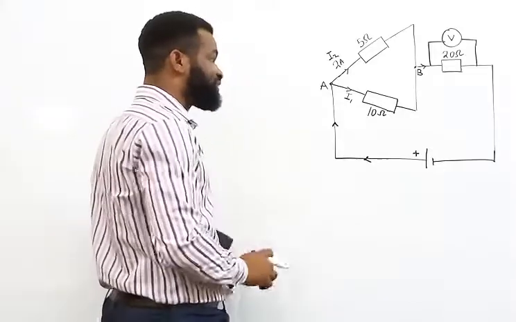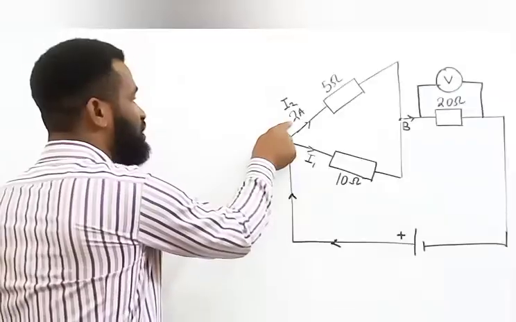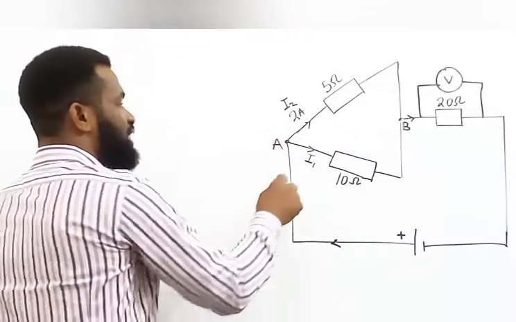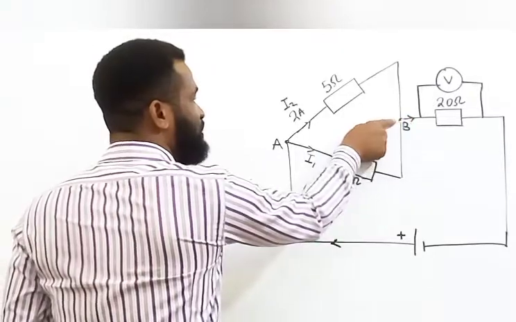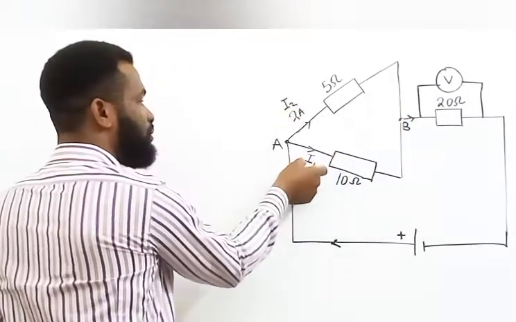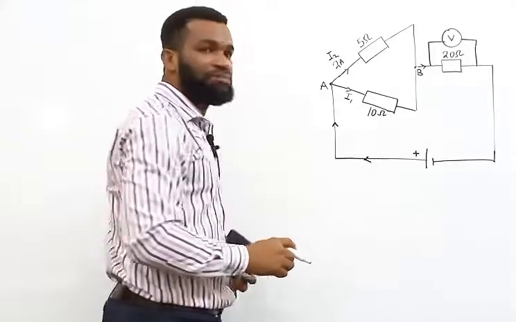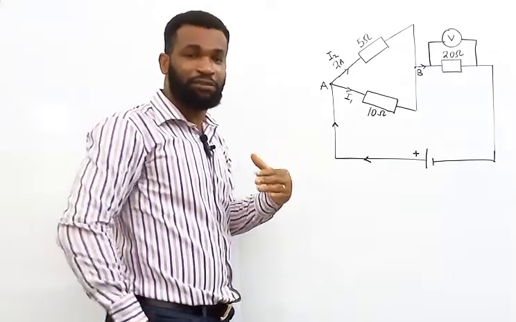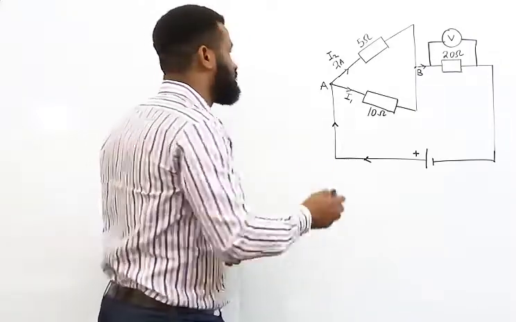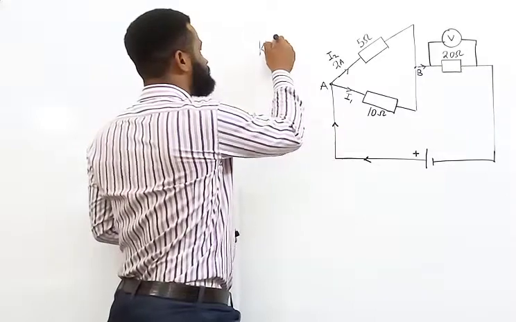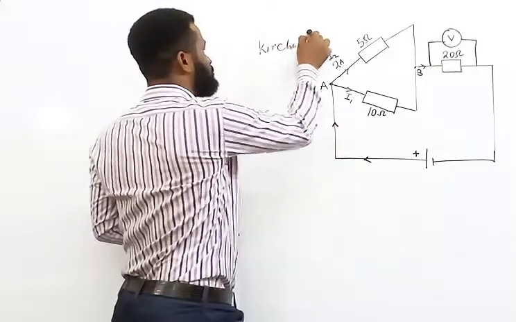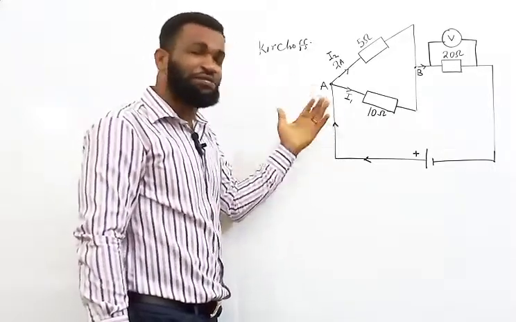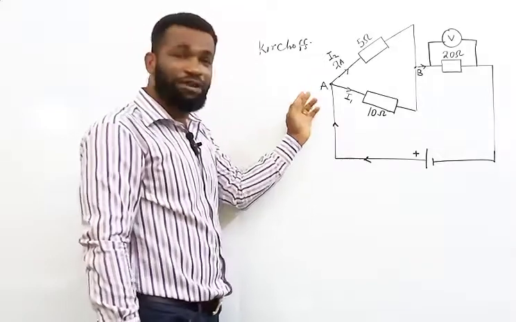So the truth is this. The only problem I have is that I know the current flowing through this part, but I don't know the current flowing through this part. Now, for this current to come out at B, it must be this current plus this current. The principle I'm applying here is Kirchhoff's principle. This is called Kirchhoff's current law.